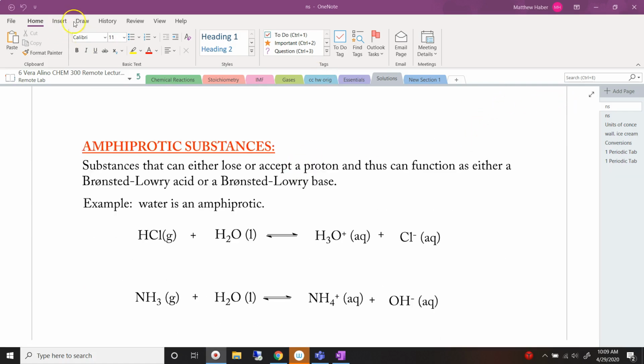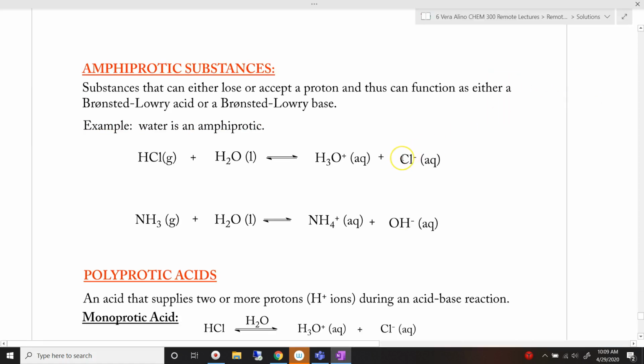Okay, so this is just again something as a rehash. We call substances that can either act as an acid or a base amphiprotic. Water was an example shown earlier where it can act as a base provided that there's another acid present that can supply the proton, or it could act as an acid if you add a base into the solution. So it has the capability of donating or losing its proton to the base. Okay, so water is amphiprotic.